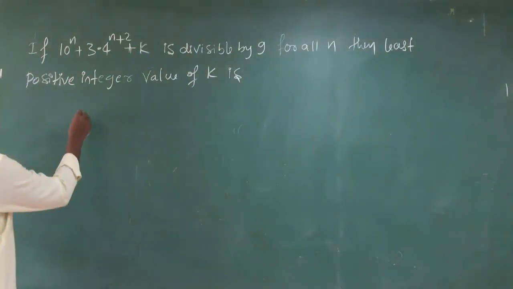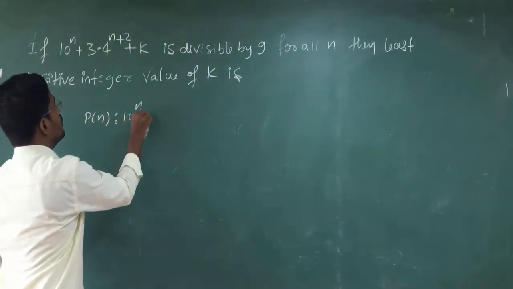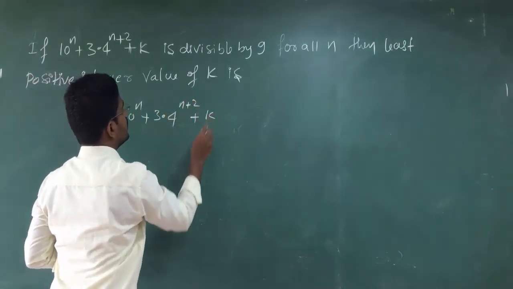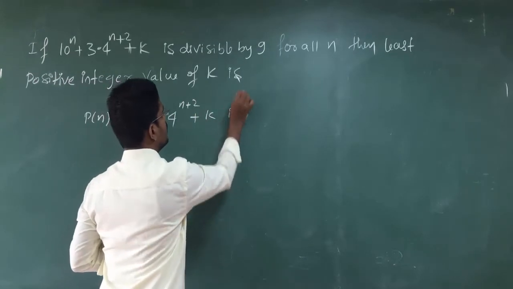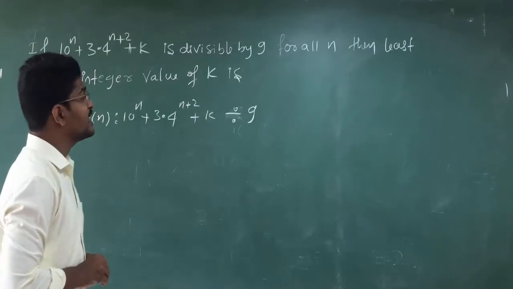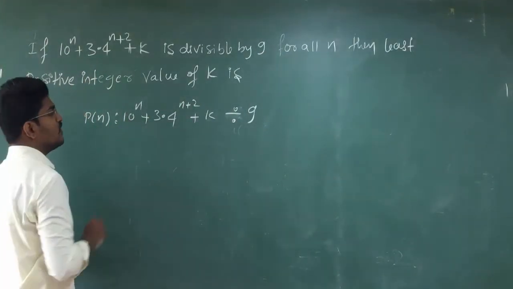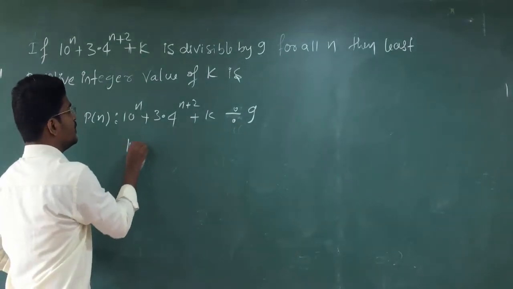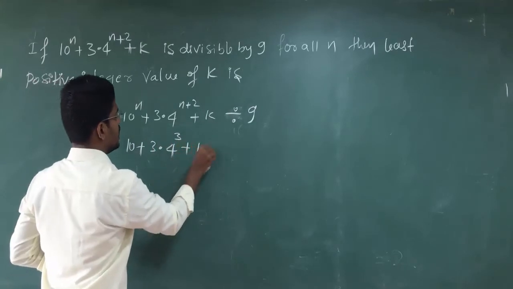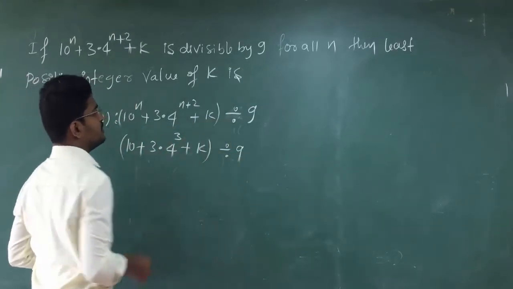Let us consider this as P(n), that is 10^n + 3·4^(n+2) + k, which is divisible by 9. Now I will take the n value as 1. If I take n equal to 1, it will be 10 + 3·4^3 + k, which is divisible by 9.